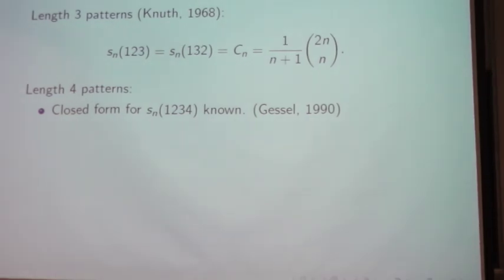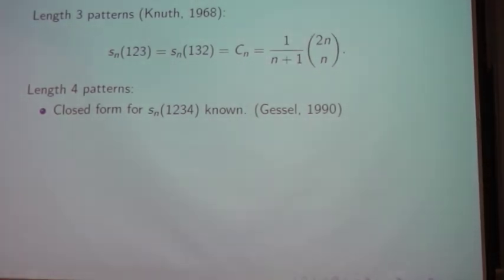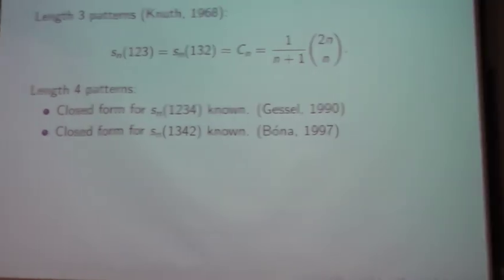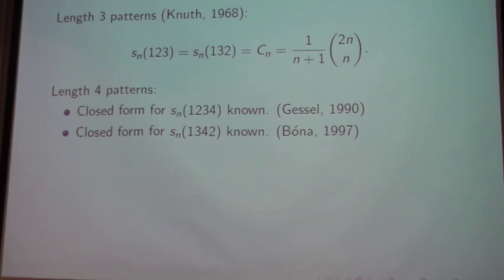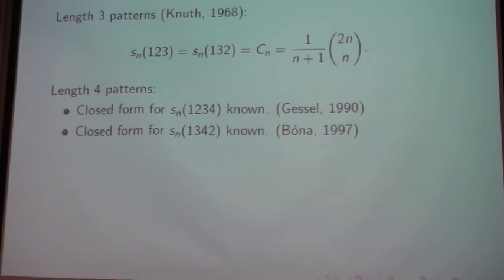The first one, 1, 2, 3, 4, is known, so there's a closed form for that. The generating function is known. The second one, 1, 3, 4, 2, is also known. So there's also a closed form for this, and the generating function for this is also known.